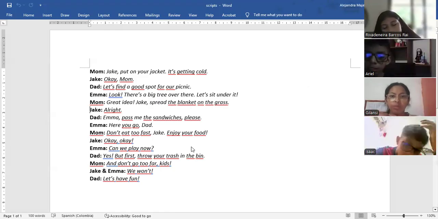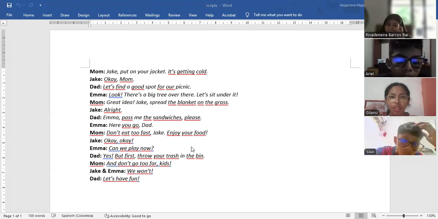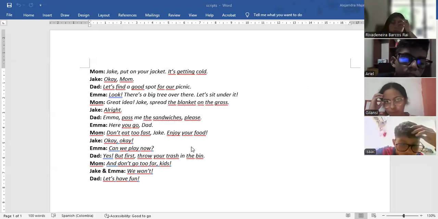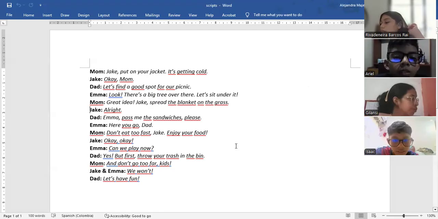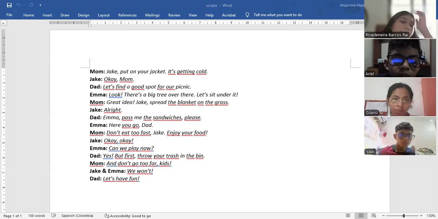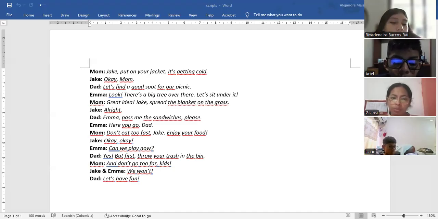It says, what instruction does mom give Jake while eating? Don't eat too fast. Okay, that's awesome. Easy. Next one, Fiorella. Let's check. What does dad remind the kids to do before playing? Throw your trash in the bin. Awesome. Thank you so much. That's correct. You're doing awesome, guys.